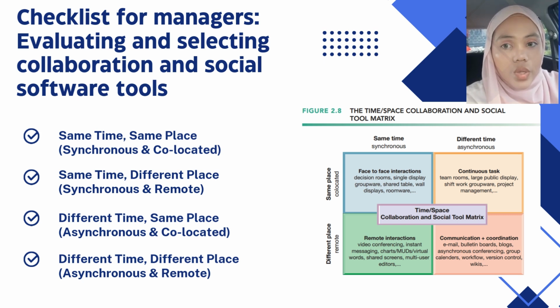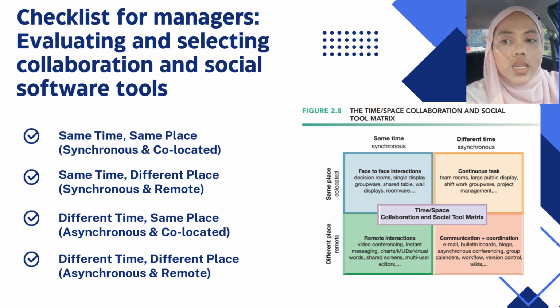Example is a video call, instant messaging, or a shared online document where multiple users can edit together. The third is different time, same place. That means work is done in the same location but not at the same time. Example, team rooms, shift work coordination, or project management boards.